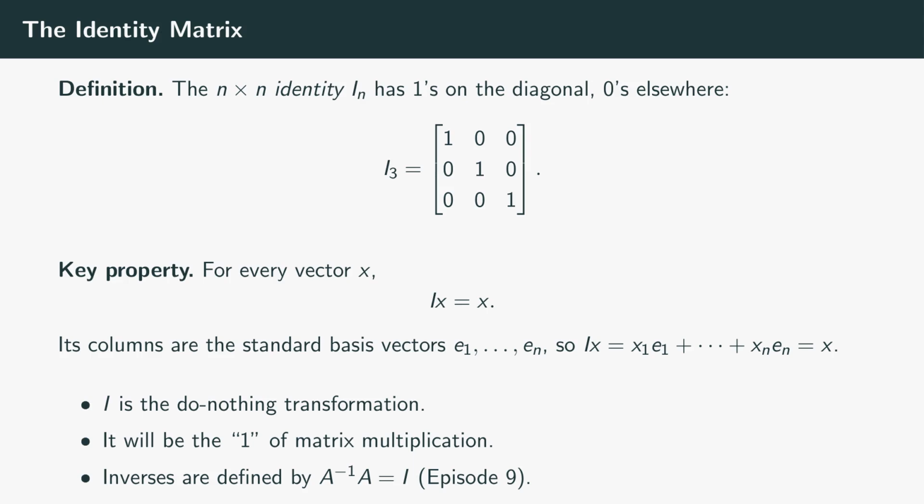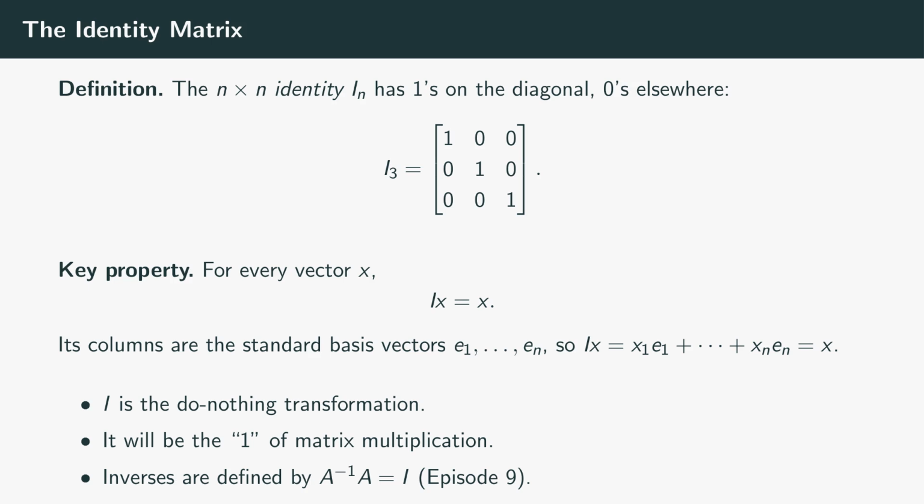One special matrix deserves its own slide, the identity matrix. The n by n identity has ones running down its main diagonal and zeros everywhere else. Its defining property is that the identity times any vector x returns that same vector x completely unchanged. The column viewpoint explains why instantly. The columns of the identity are precisely the standard basis vectors. The first column is 1, 0, 0, the second is 0, 1, 0, and so on.